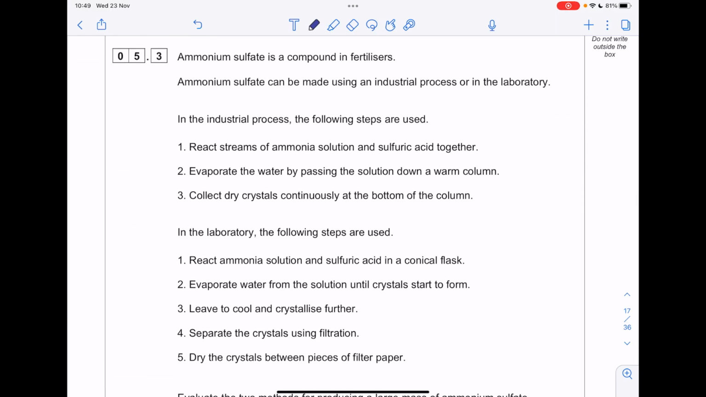Ammonium sulfate is a compound in fertilizers. It can be made using an industrial process or in a lab. In an industrial process, you react streams of ammonia solution and sulfuric acid, evaporate the water by passing the solution down a warm column, and collect dry crystals continuously at the bottom of the column.